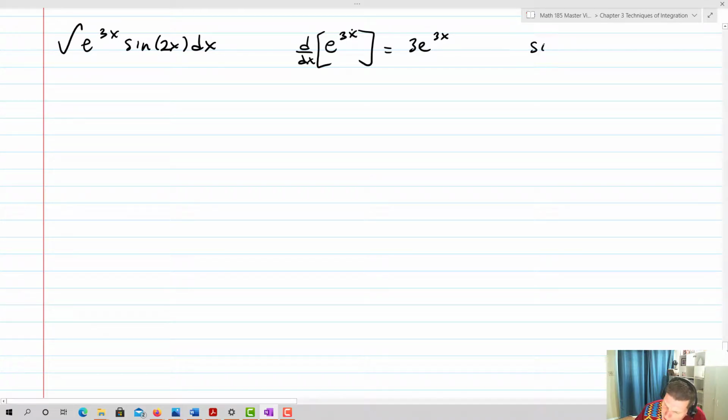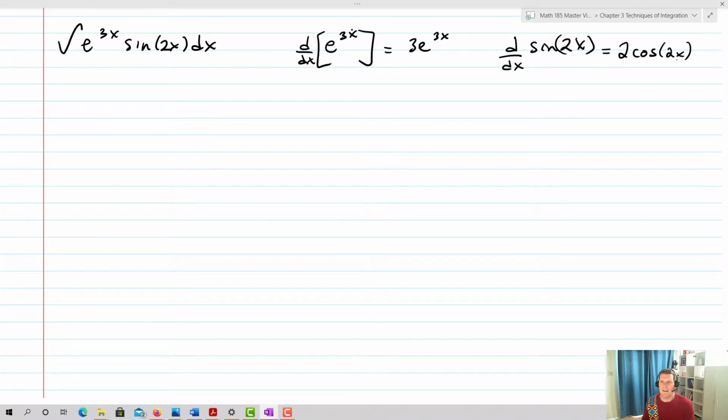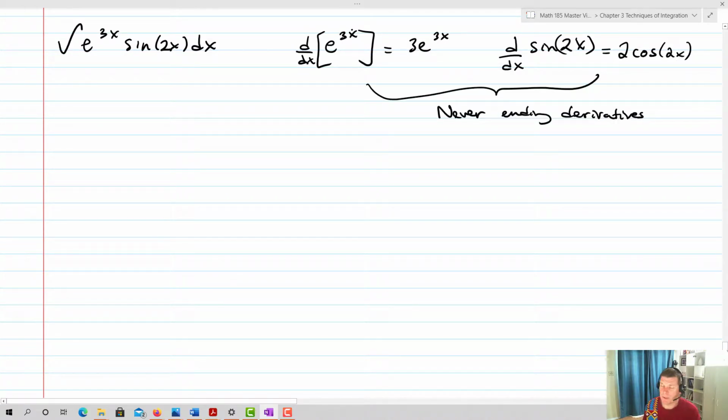And then if we look at sine of 2x, we're also looking at something that has an infinite number of derivatives, or an infinite number of integrals. Either way you look at it, it's fine. So d dx of sine 2x is going to equal 2 cosine of 2x. And then when I take the derivative again, I'm going to get negative 4 sine 2x, right? Okay, so both of these have basically never-ending derivatives. And consequently, they basically have never-ending integrals as well. Well, that's a problem for us.